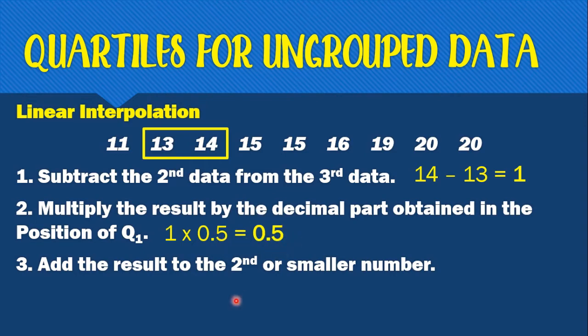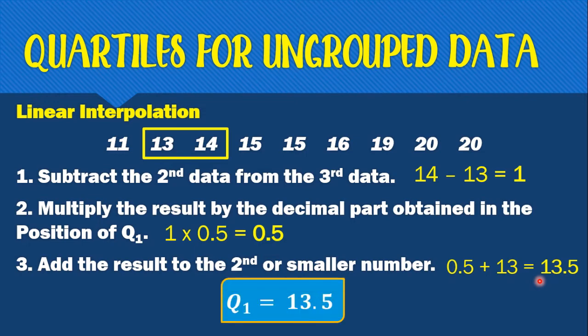Add this result to the second or smaller number. So between 13 and 14, the smaller one is 13. And since we used the second and the third data, we'll be referring to the second data. So we add the result, 0.5, to the smaller number, which is 13. So we have 0.5 plus 13 is equal to 13.5. Therefore, using linear interpolation, our Q sub 1 value is now equal to 13.5.